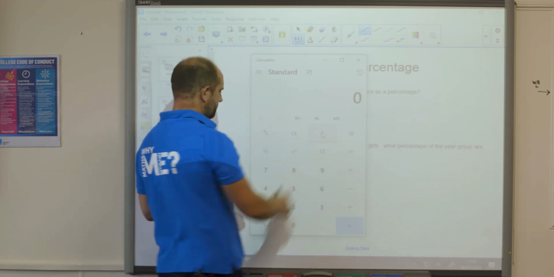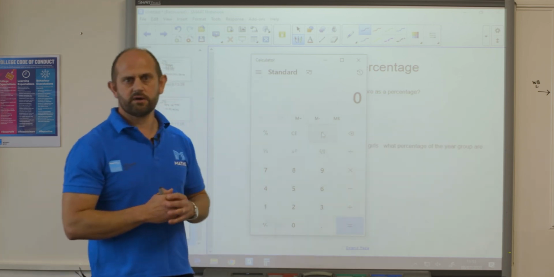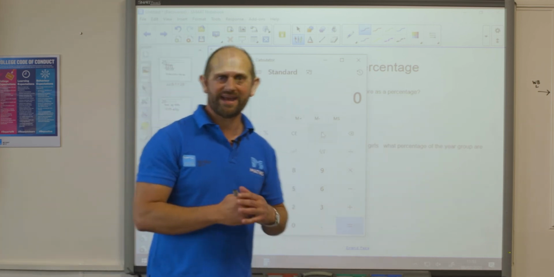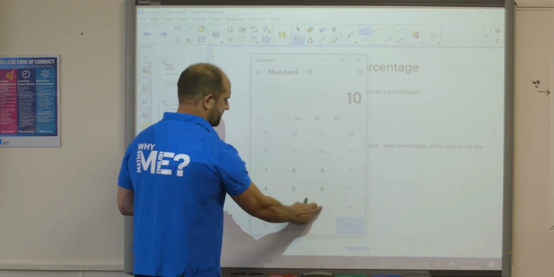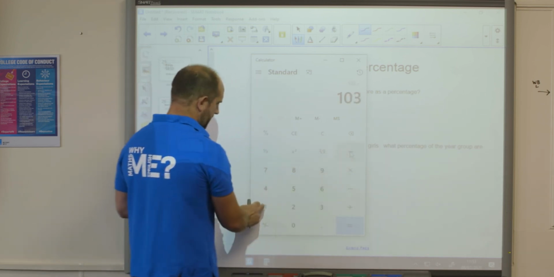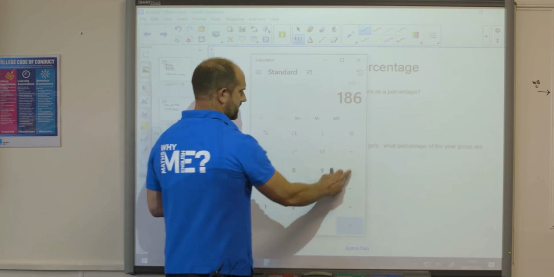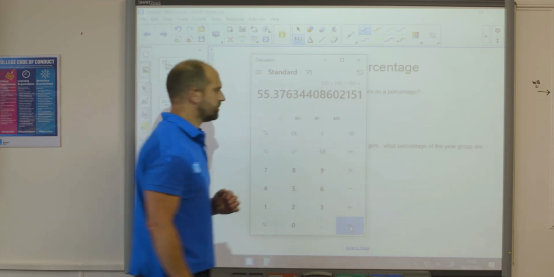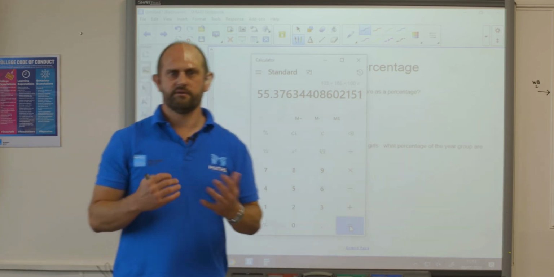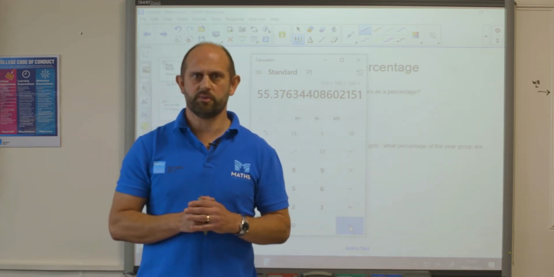Run through that again. We've got 103 girls in the year group, 186 in the year group in total. So it's 103 divided by 186. Multiply that by 100 to turn it into percentage, equals 55.37. 55% of the year group are girls.